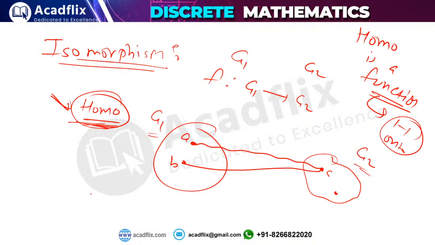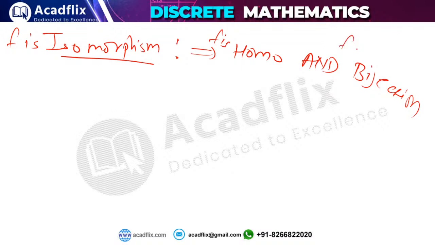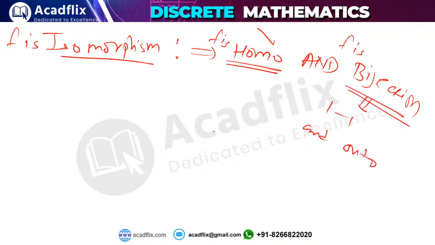Now coming to isomorphism, it is a homomorphism which is a bijection. So let me define isomorphism. Isomorphism is a homomorphism and bijection. Means F is an isomorphism if and only if F is a homomorphism and F is a bijection. So this is how you can find isomorphism very easily. First you need to check homomorphism, then you need to check bijection. Bijection means one-one and onto. These two things you need to check.